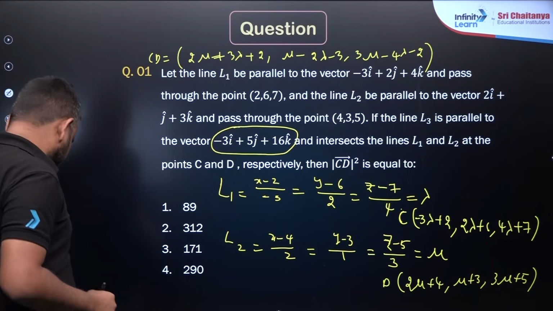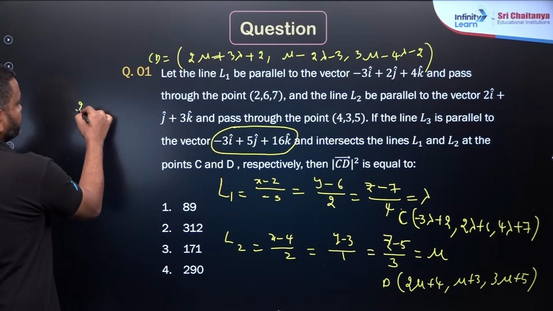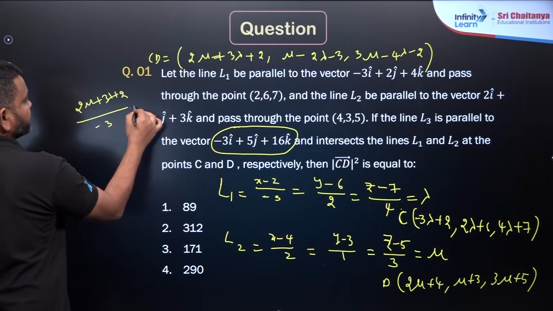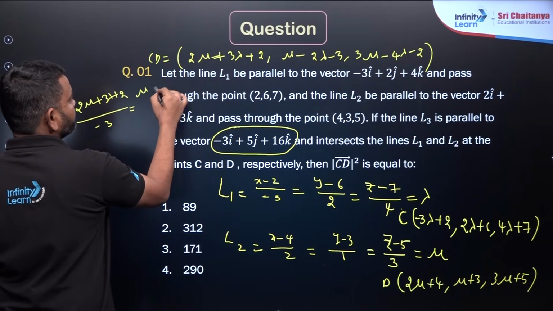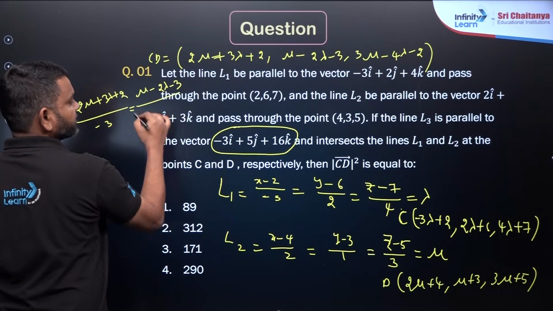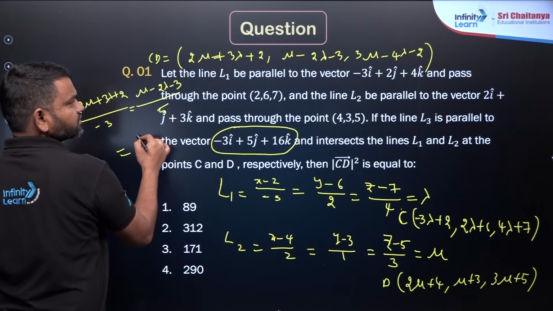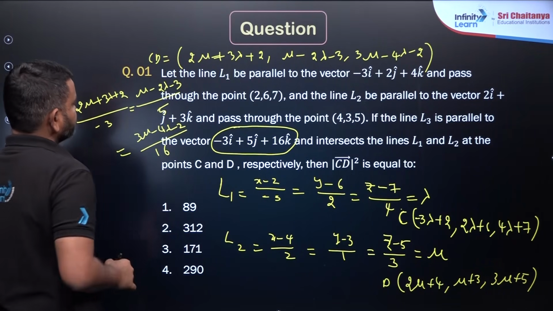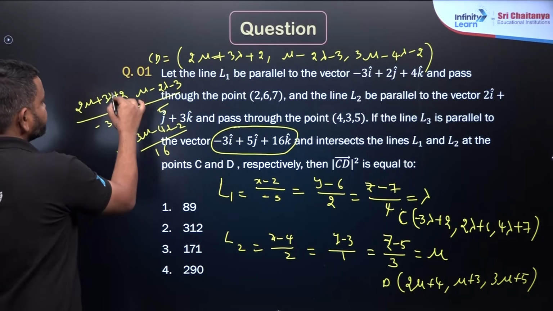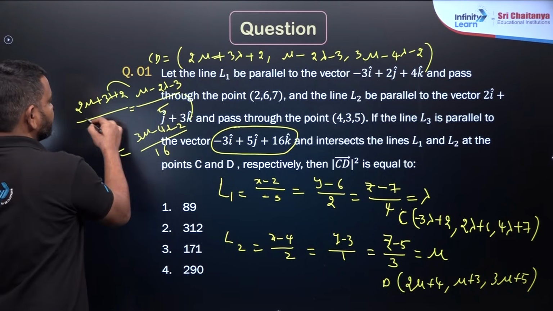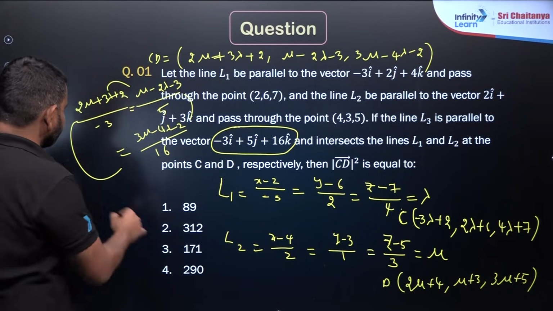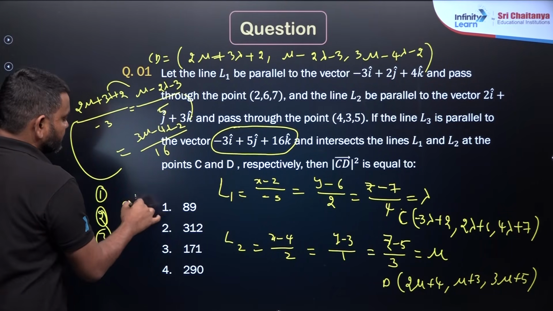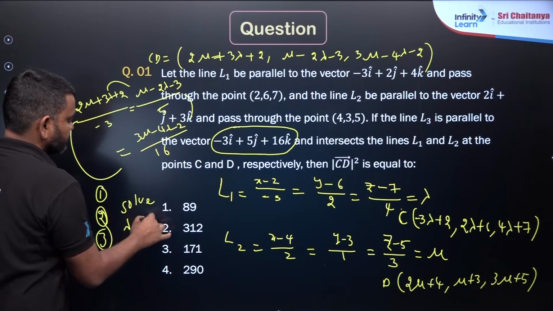Now from this we can write that (2 mu plus 3 lambda plus 2) divided by minus 3 is equal to (mu minus 2 lambda minus 3) divided by 5, which is equal to (3 mu minus 4 lambda minus 2) by 16. Okay, so you can form two equations with these two and the other two. So you will get three equations, and solve them to get the lambda and mu values.